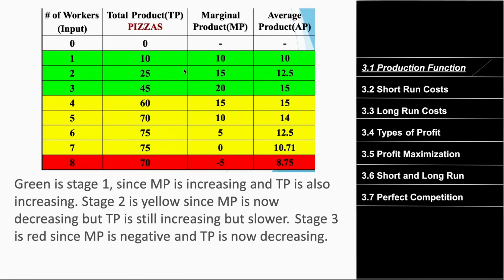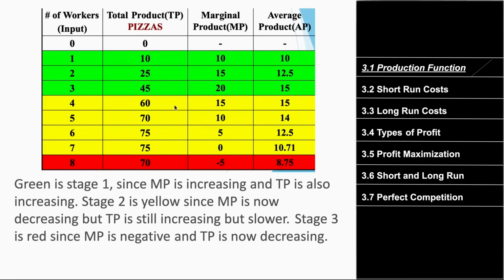So here it is on a chart. Here's Stage 1, right? Total product is increasing: 10, 25, 45. Marginal product is also increasing: 10, 15, 20. But Stage 2 is still increasing, 60 to 75. But when we look at marginal product, it's decreasing: 15, 10, 5, 0. Finally, Stage 3, total product is decreasing and marginal product is negative.